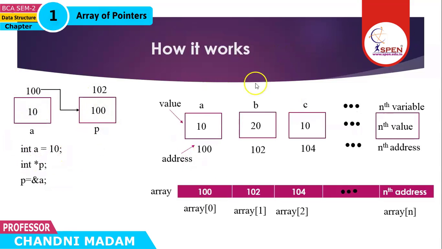Now we will see how an array of pointers works. Here we create one array and we store in the array the addresses of our variables. Here a is a variable, b is a variable and c is also a variable. 10, 20 and 10 are the values of the variables, and 100, 102, 104 are the addresses of the variables. Now we store our variable addresses into our array. This concept is called an array of pointers.